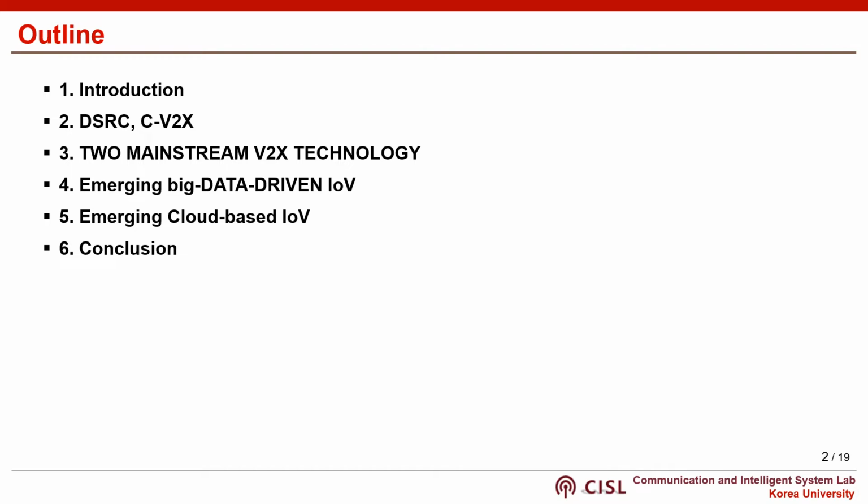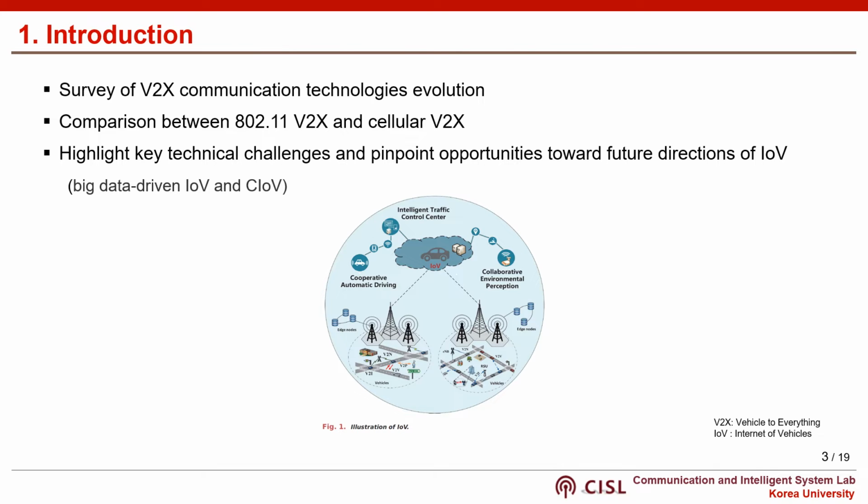The outline of this presentation is as follows. First, I will explain the introduction of the paper, and I will explain DSRC and CV2X, and then compare each system. Next, I will introduce IoV based on big data and IoV based on cloud, and explain the challenge issues. First of all, V2X means vehicle to everything, and IoV means Internet of Vehicles.